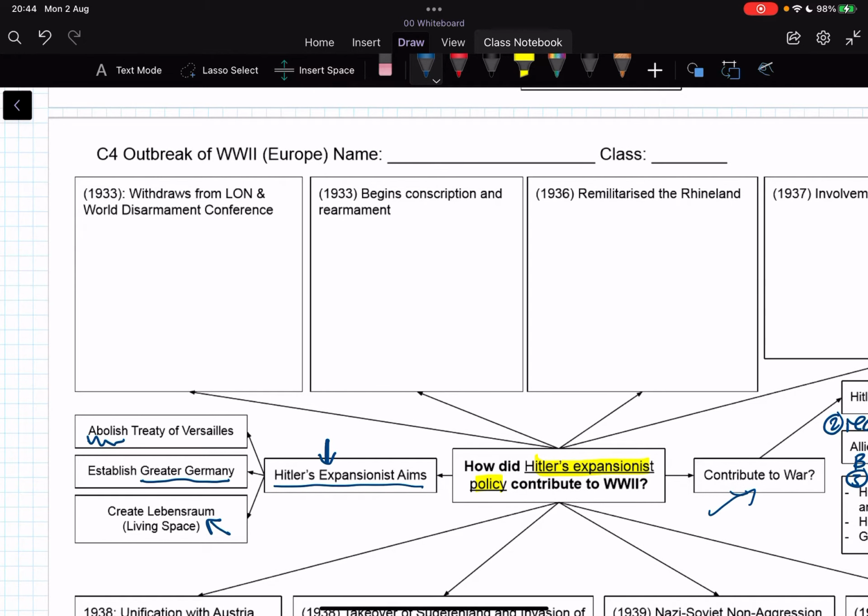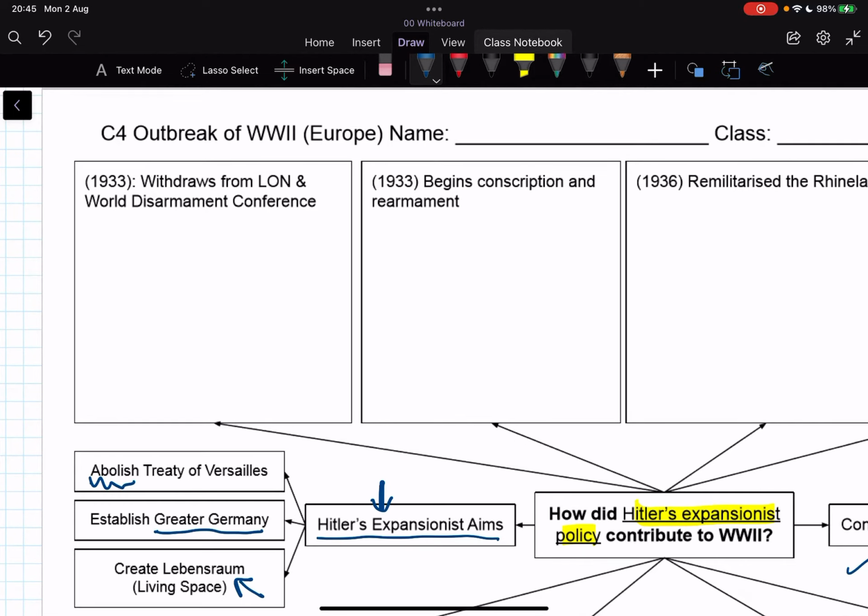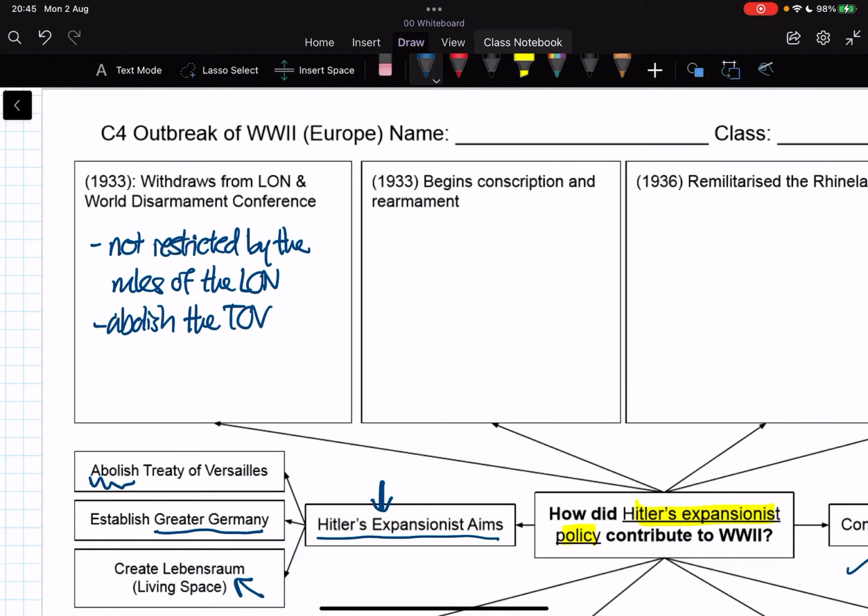So we start off in 1933, we mentioned it earlier. He withdraws from the League of Nations and from the World Disarmament Conference. He uses the excuse that the other countries were not willing to disarm, and then he leaves the League of Nations. You need to know that now he's not restricted by the rules of the League of Nations. As a result, he can begin to abolish the Treaty of Versailles. Because he doesn't have to follow the rules anymore, he can abolish the Treaty of Versailles.